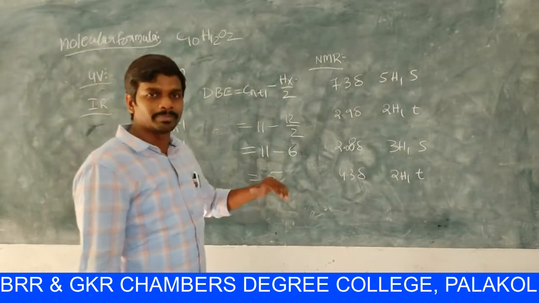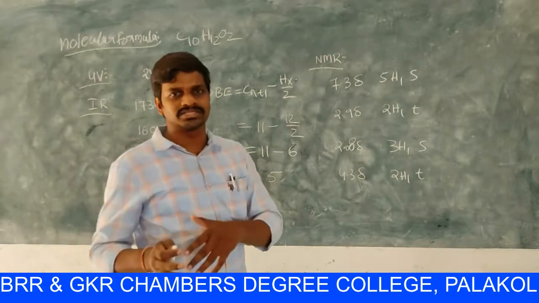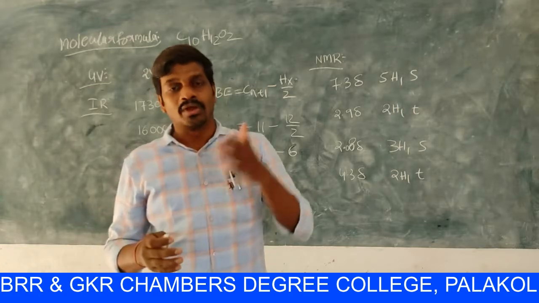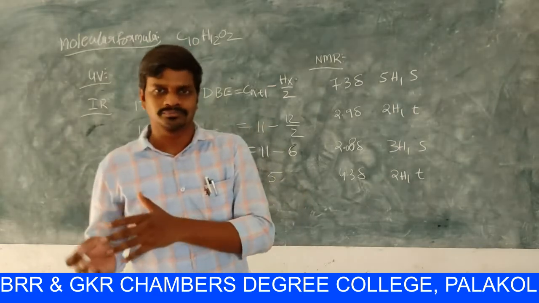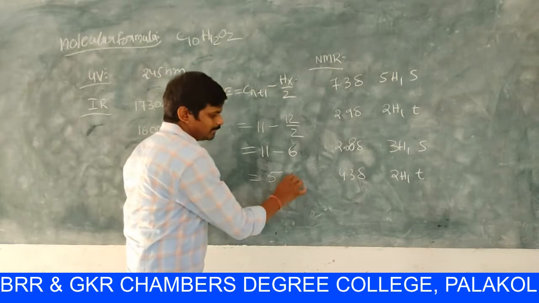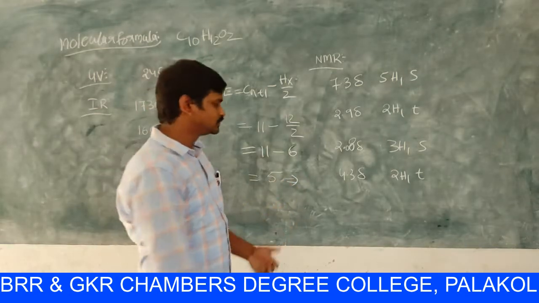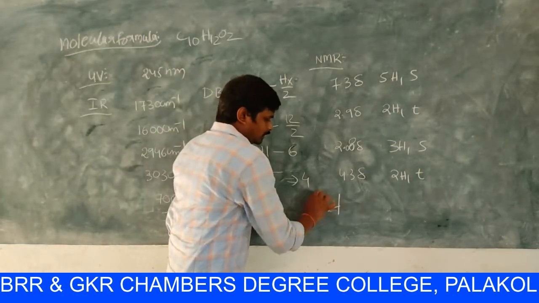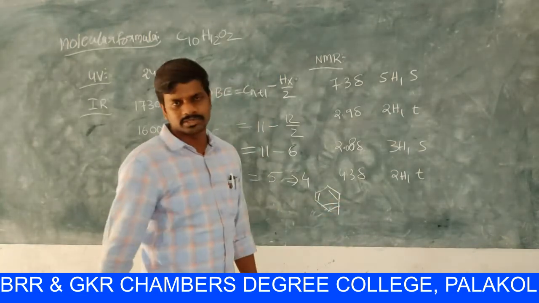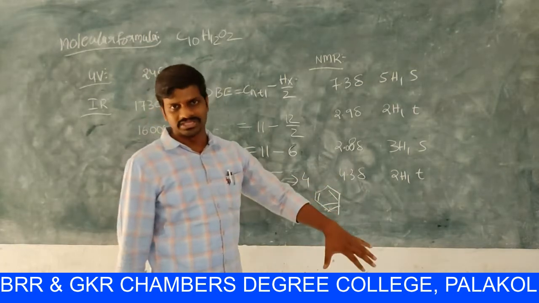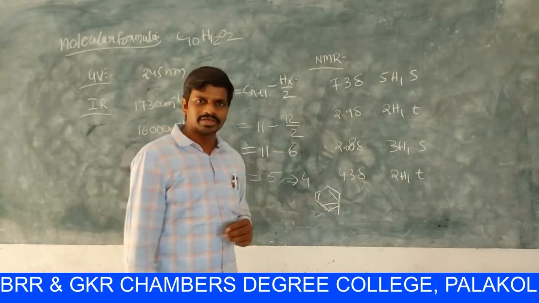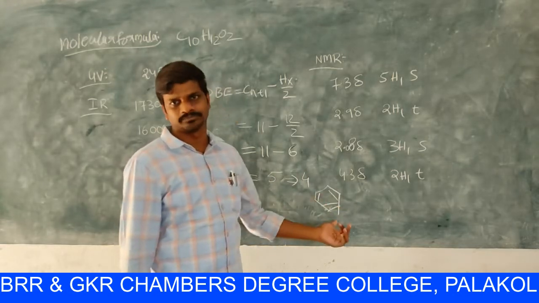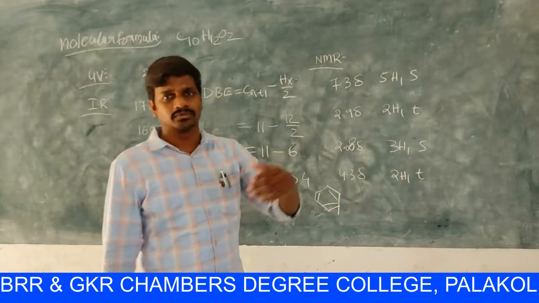So this 5 represents maybe the molecule contains 5 double bonds, or one aromatic ring along with another double bond. For example, if the molecule has one aromatic ring, then the double bond equivalence for that aromatic ring is 4, because the well-known aromatic ring is benzene. If the molecule has benzene, then the double bond equivalence for the benzene ring is 4, because of the presence of 3 double bonds and 1 cyclic ring.